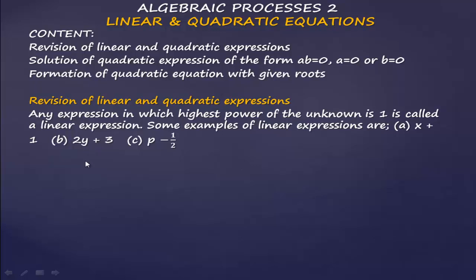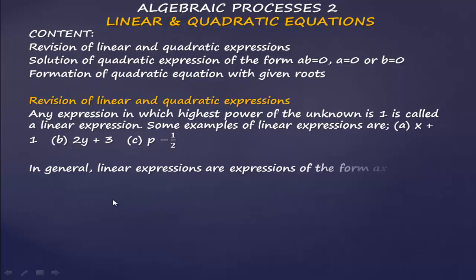So if it is 2, it's called quadratic. Are you getting it? But this one is a simple linear expression, and p minus 1 over 2 also. It's not p squared minus 1 over 2. If it is p squared minus 1 over 2, it is no more a linear expression. So let's move on. In general, linear expressions are expressions of the form ax plus b. That is, ax plus b is a linear expression where a and b are constants and x is a variable. Are you getting it now?